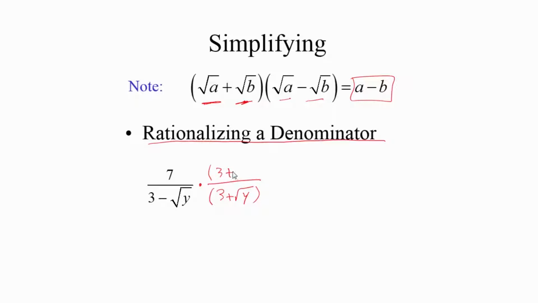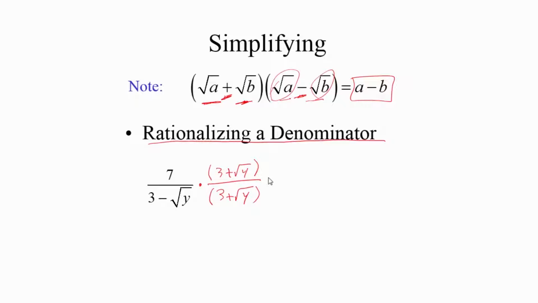3 plus square root of y. That's what this one is saying. The only difference between the two parentheses is the sign. This is positive, this is negative. Then you would end up with both of them squared, a minus b. That is, this one is squared, minus this one is squared.